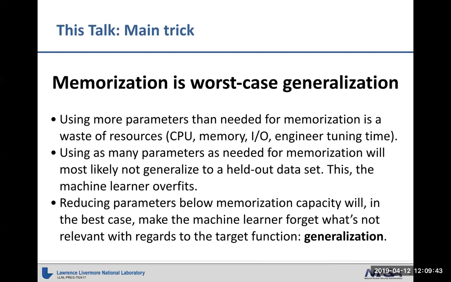Okay, and using as many parameters as needed for memorization is usually called overfitting. Reducing parameters below memorization capacity, however, gives us evidence for what we call generalization. And I will show you how this can all be measured. Before we go there, this is the overview of the talk.